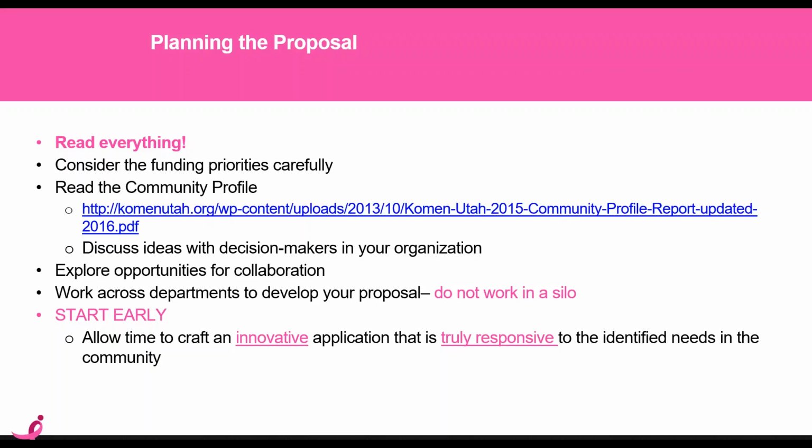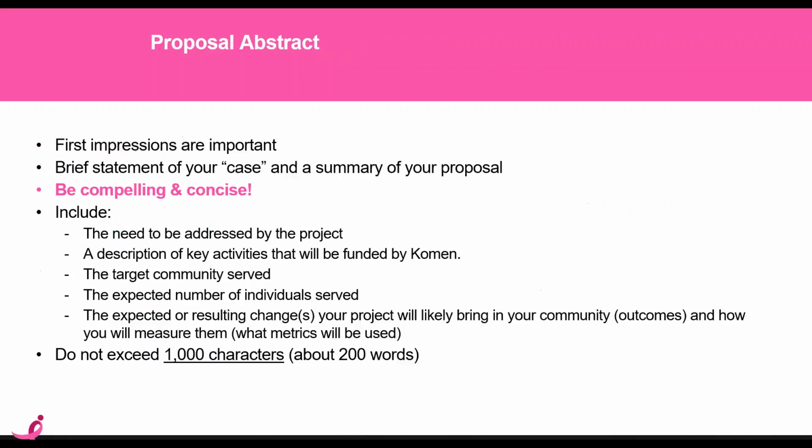If you want to look through the community profile, there is an executive summary on our website as well as the full report that kind of give you an idea of how we came up with our funding priorities. Be compelling and concise. With your abstract, you only get 1,000 characters for that, but make sure it is your best 1,000 characters, free of typos and spelling errors.